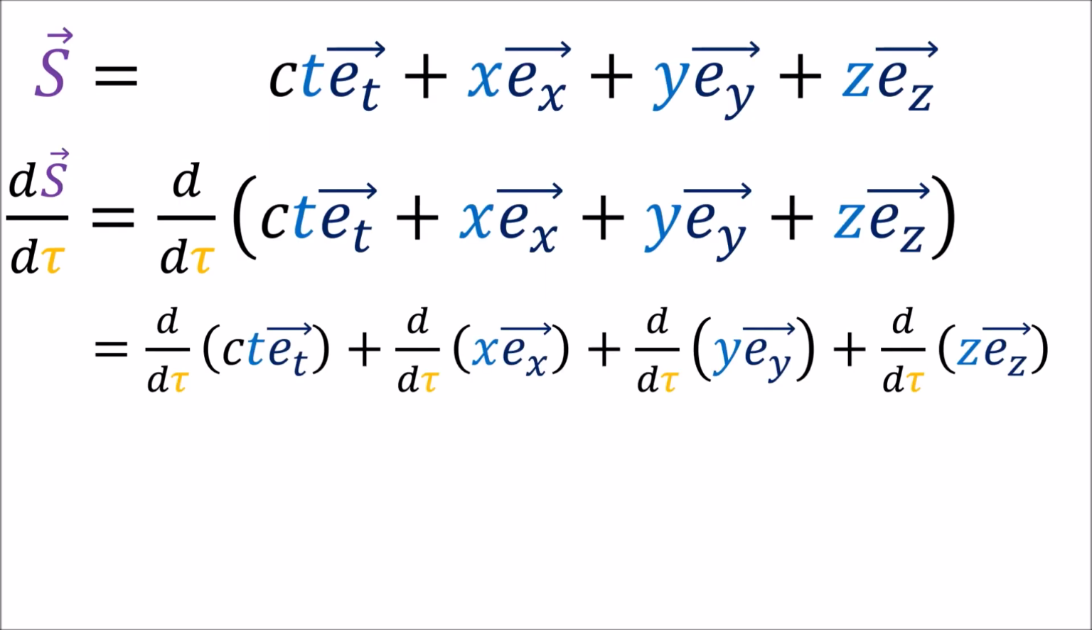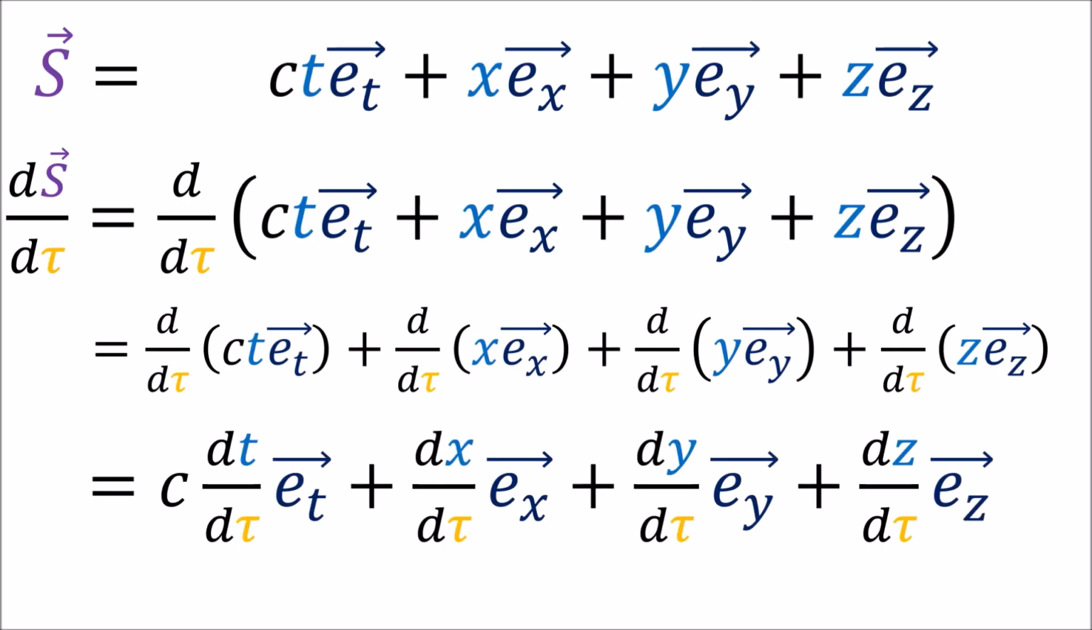So the derivative of 4-position s is another 4-dimensional vector containing derivatives of t, x, y, and z with respect to proper time tau. We can take the speed of light in a vacuum, c, out in front of the derivative because it's constant. Let's figure out what dt by d tau is.